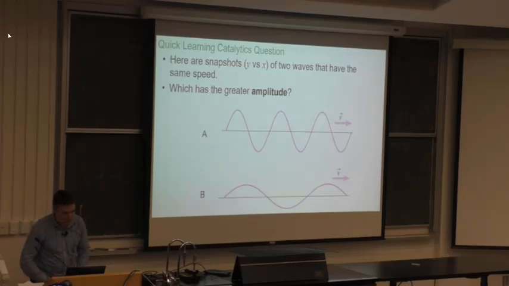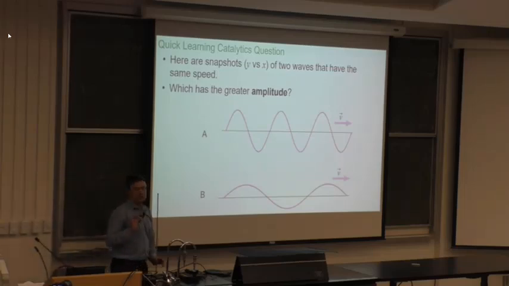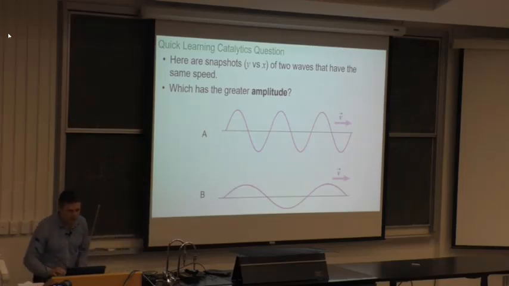So here's quick question number 1. Oops, I'll give you a minute for this one. Here are 2 snapshots of 2 different waves, but they're moving in a medium in which the speed is the same in both media. So the amplitude, going once, going twice, you guys got it? The amplitude is bigger, I think, for this one. It's a little hard to see on this graph, but I think this A is a little bigger than this A.